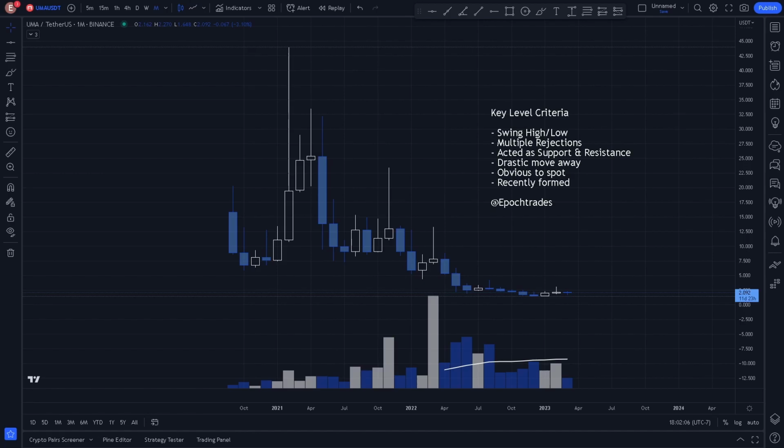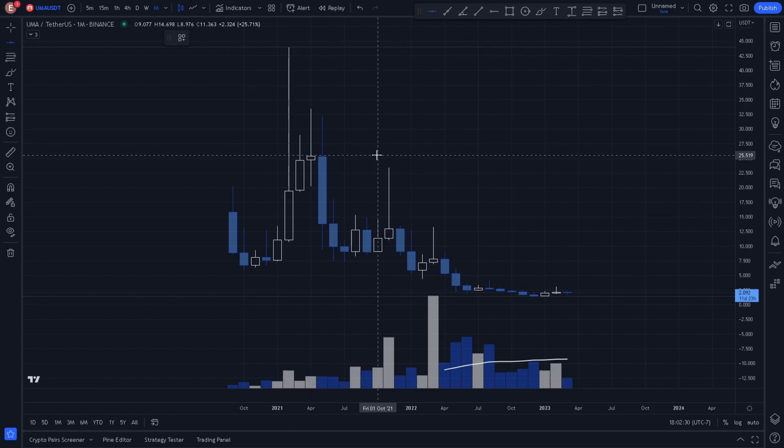Today we're going to be covering key levels on the monthly and weekly time frames for UMA. Now, as always, our key level criteria: we look for swing highs and swing lows, multiple rejections, acted as support and resistance, drastic moves away, obvious to spot, and recently formed. So, let's go ahead and hop right in.